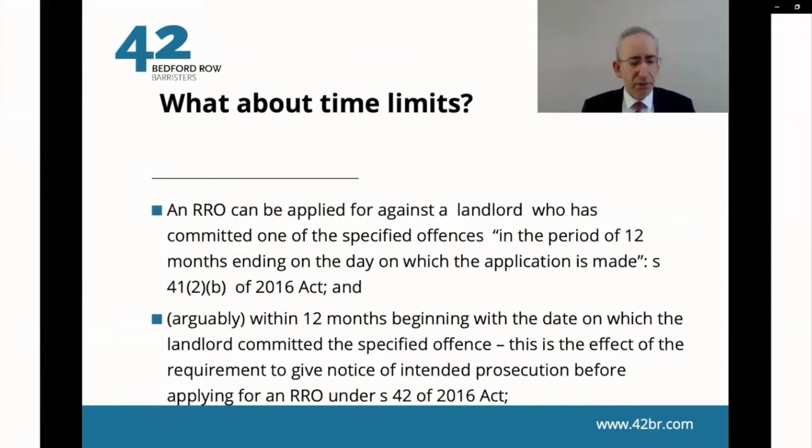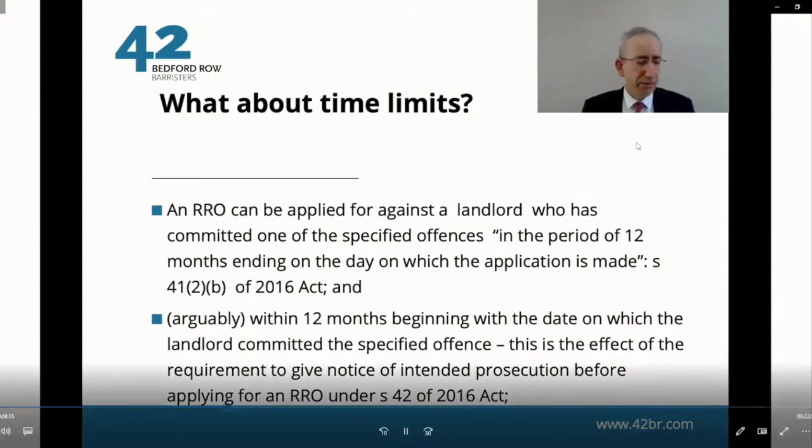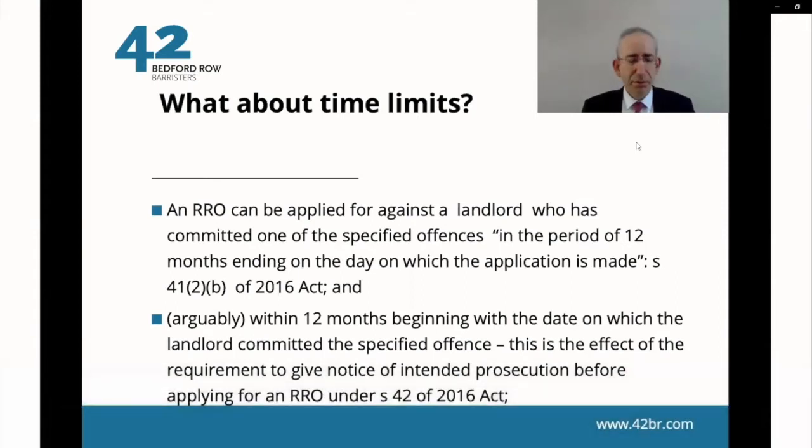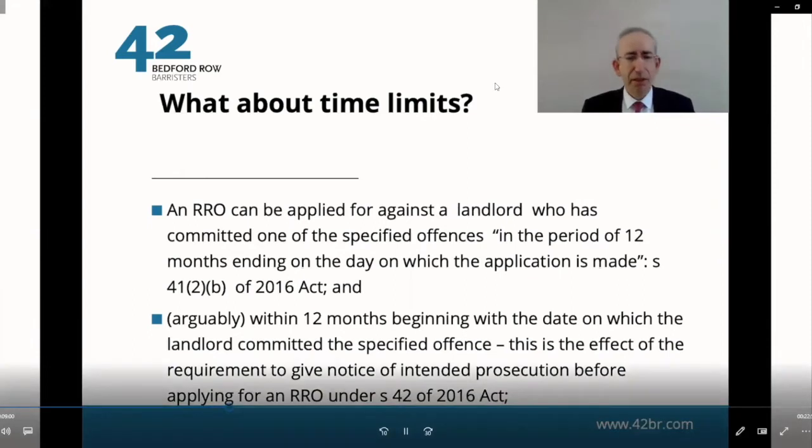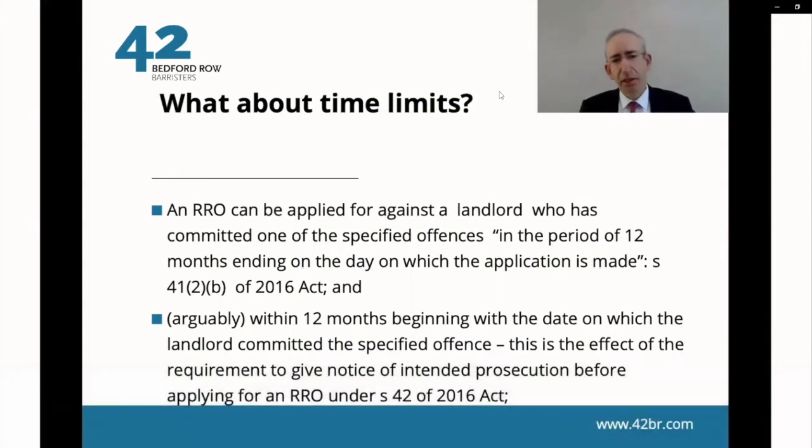There is also a separate rule that requires a local authority to serve a notice of intended prosecution before applying for a rent repayment order, and that must be within 12 months beginning on the date when the landlord committed the offence. How the notice of intended prosecution rules are going to be interpreted is still to be debated and hasn't been finalised, and you need to watch this space and take separate advice.